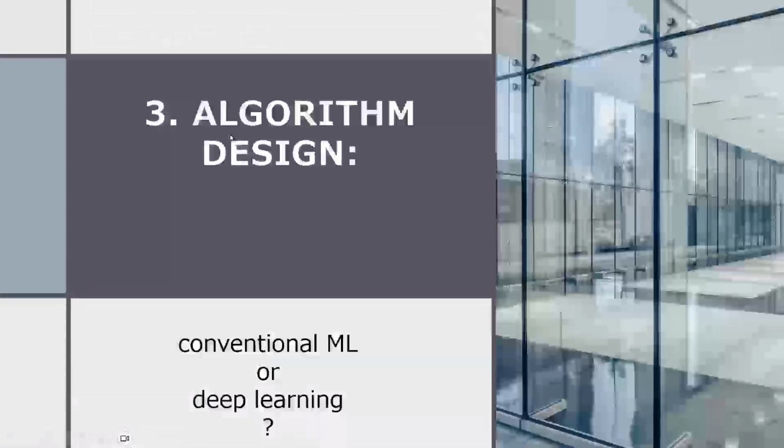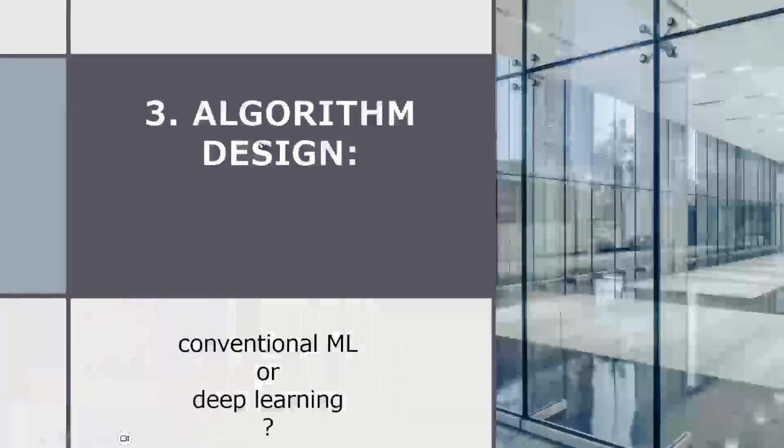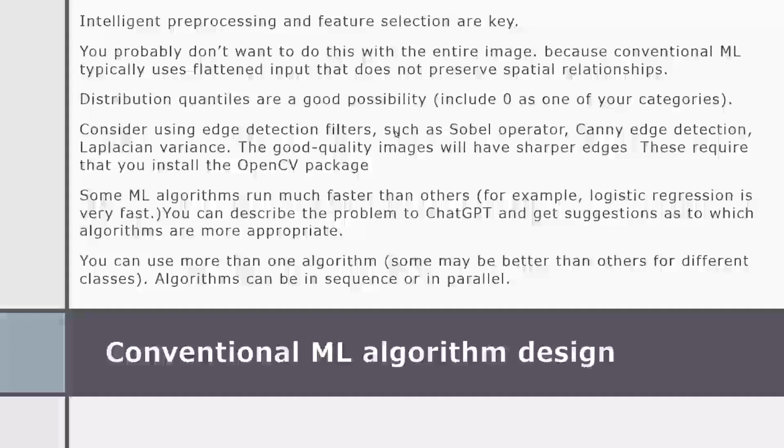If you look at the edges here, these have sharp edges of these bright dots. But these have blurry edges, so they're more gradual. So one thing you might want to look at is the edges that appear in the image. Like edge detection filters, like the Sobel operator, Canny edge detection, and Laplacian variance. These are 3 examples. So like I said, the good quality or the priority images will have sharper edges, and that may be a way to distinguish the priority images from the others. Now, these edge detection filters require that you install OpenCV.